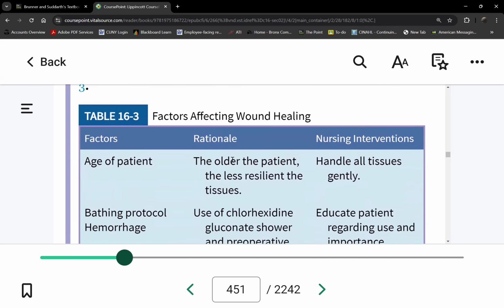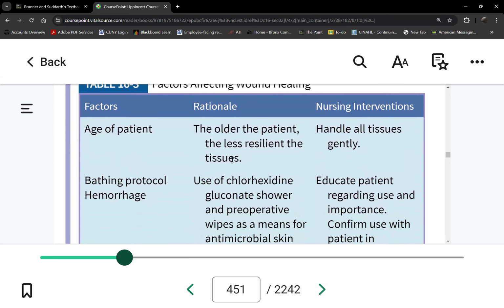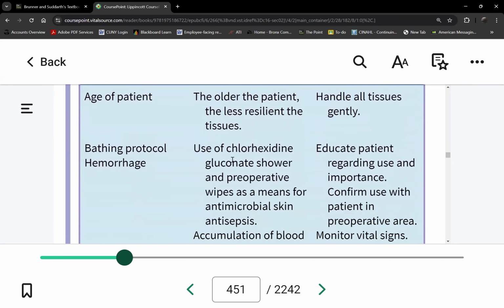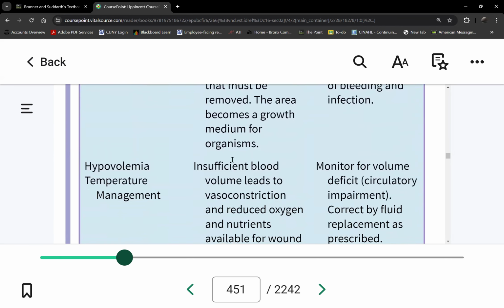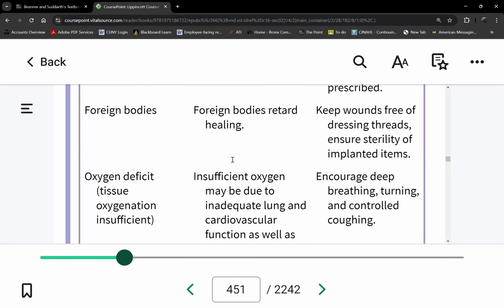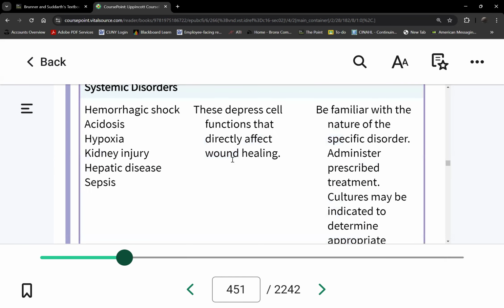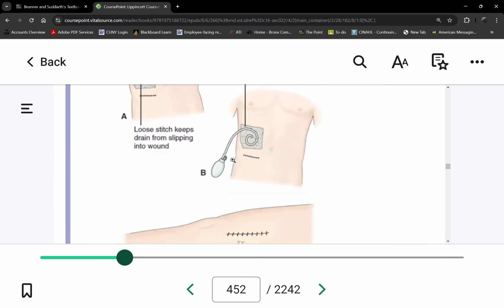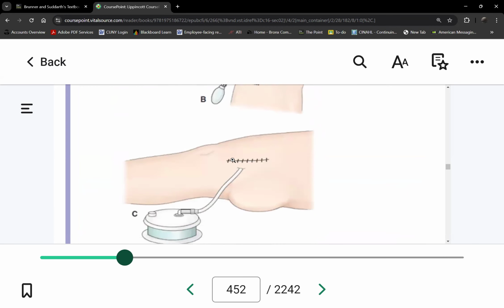So here are a few factors affecting wound healing: age, location of the wound, patient's comorbidities. Here are drains again.